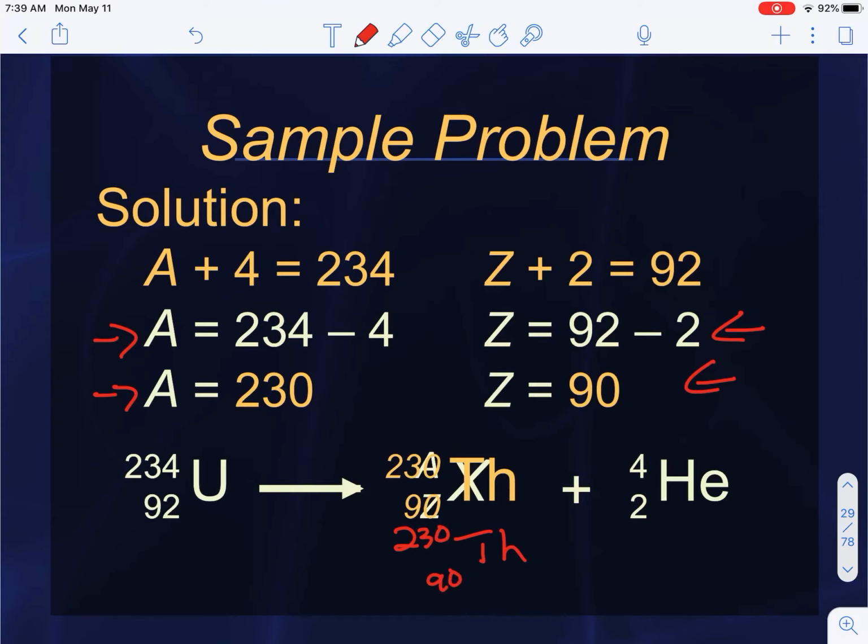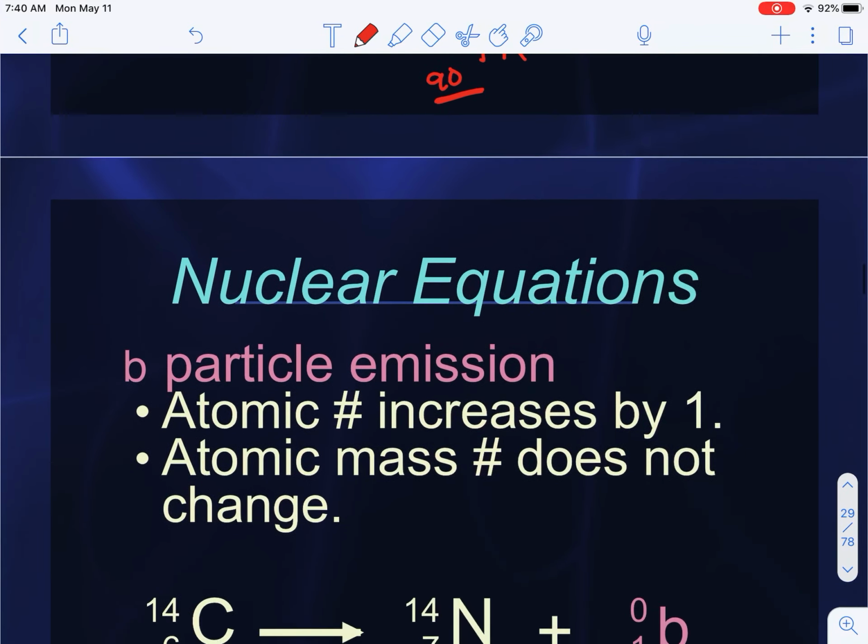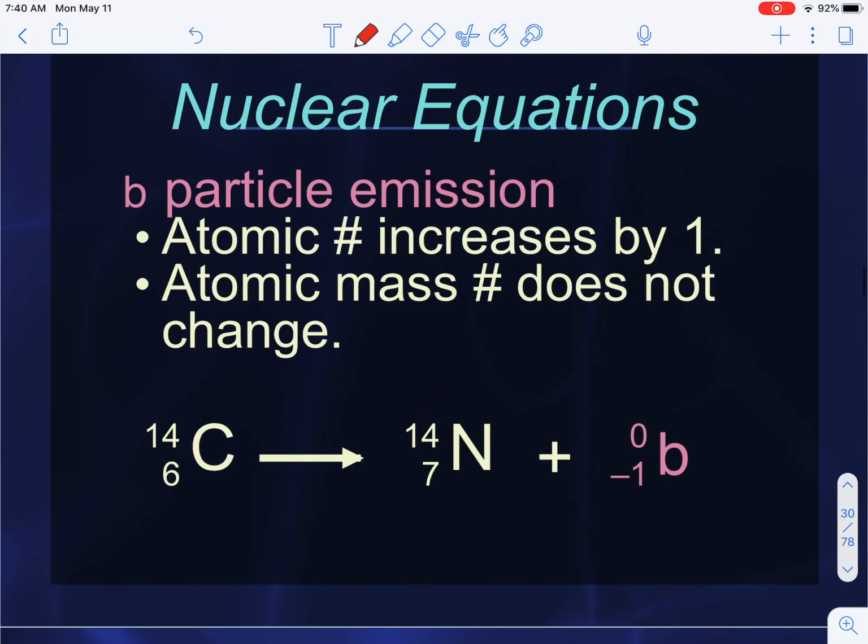So you're like, well, how did you know it was thorium? Because once you subtract 92 minus 2 and you get 90, then you look on your periodic chart and you say, if it has an atomic number of 90, what atom is it? Okay, and you look on your chart and it says thorium. So that is alpha decay. Now let's do beta decay.